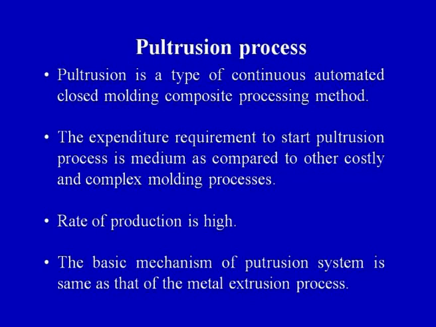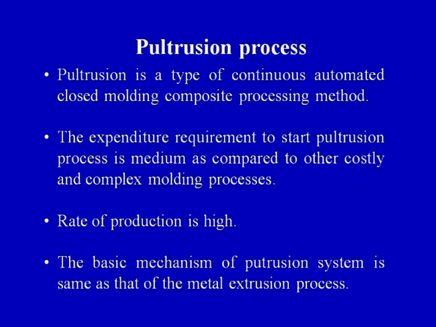The rate of production is high, as is clear from the very first point that it is a continuous process. Therefore the rate of production in the pultrusion process is quite high. Whereas the rate of production in the hand layup process is relatively low, and relatively medium in the spray layup process, but it is comparatively higher in the pultrusion process. The basic mechanism of the pultrusion process is similar to that of the metal extrusion process.